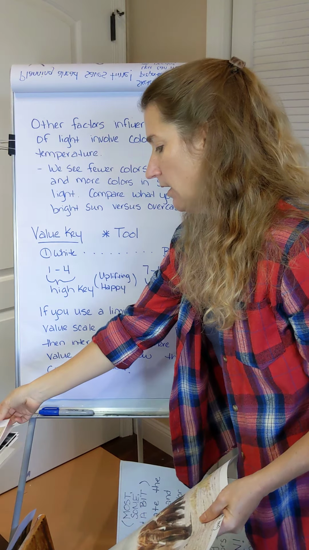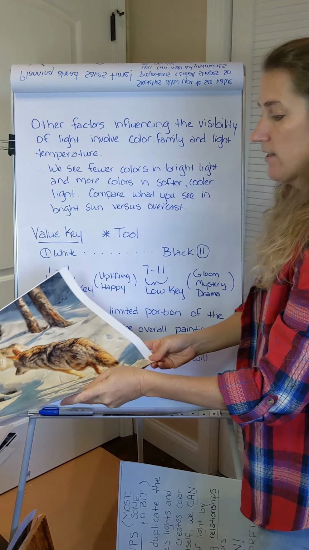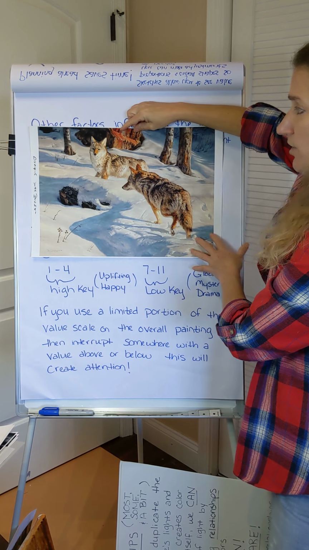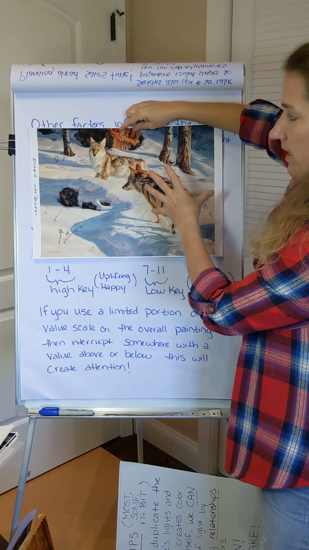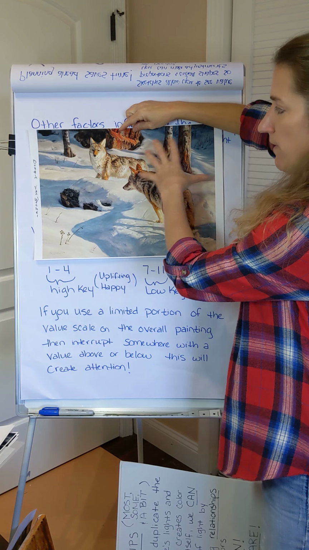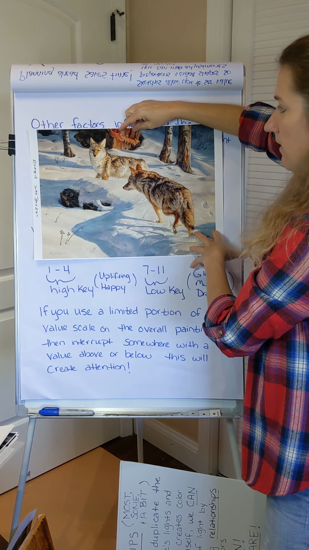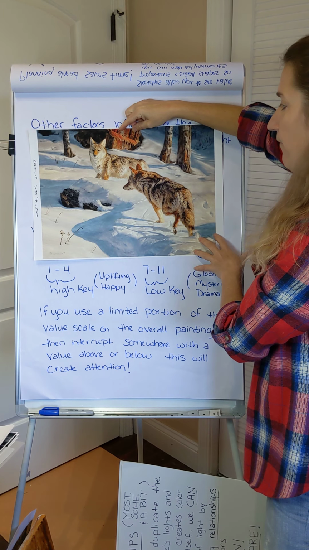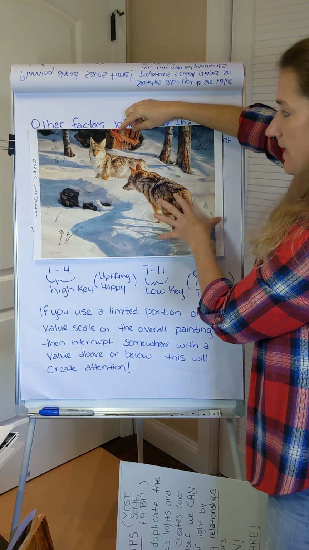Another example of a high key painting that uses a lot of light for drama. This obviously is cold, but you can still feel the sun. It's mostly the snow, the bright lights on the coyotes. This is a piece by Dustin Van Wetchel that we talked about before, but another example of a high key painting.